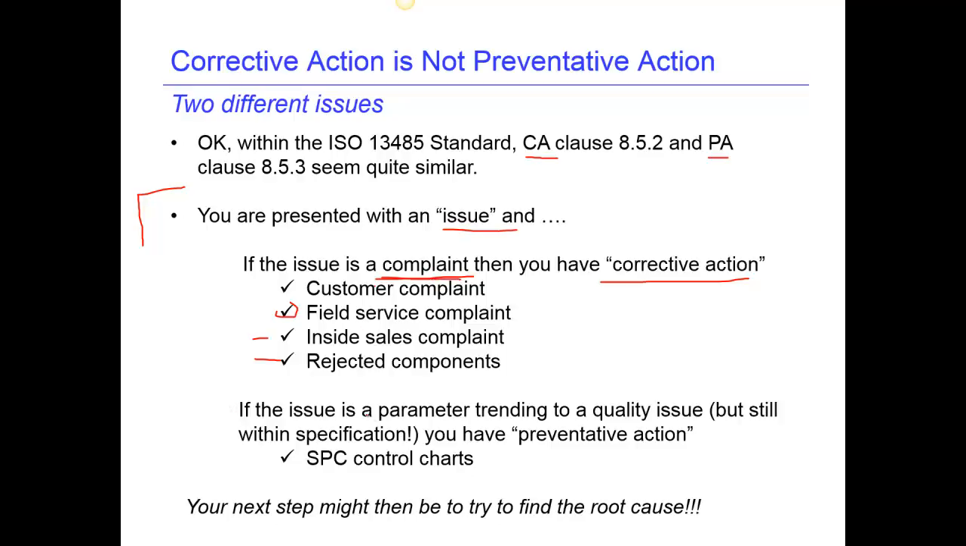If the issue, by the way, is a parameter trending toward a quality issue, for instance, you do statistical process control charts and you're monitoring certain parameters, they're still within bounds, still within specification, within the upper and lower control limits, but you see a trend, then you have an opportunity for preventative action. This is what requires a sharp eye, and often the auditors will look for whether you are monitoring the SPC control charts. Do you see trends of parameters going out of bounds, out of limits? Then, of course, if that's the case, your next step might be to find the root cause. And of course, enter the failure modes and effect analysis as a tool to help you establish the root cause, among other things.